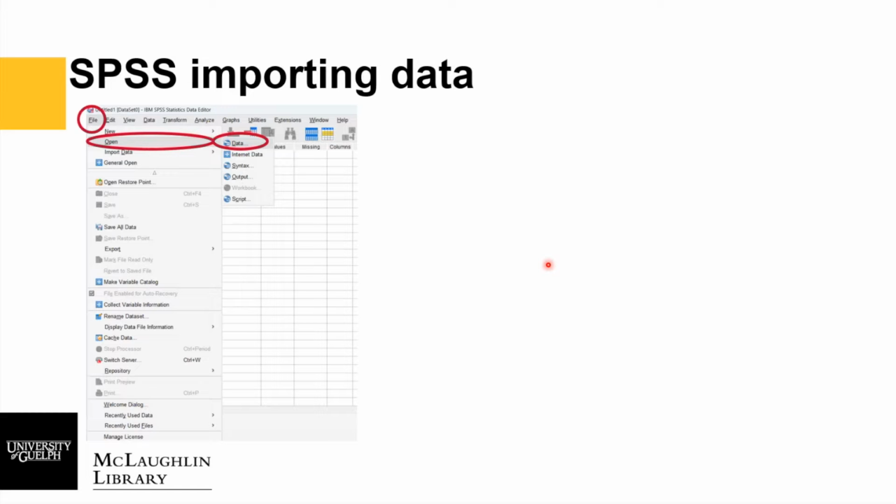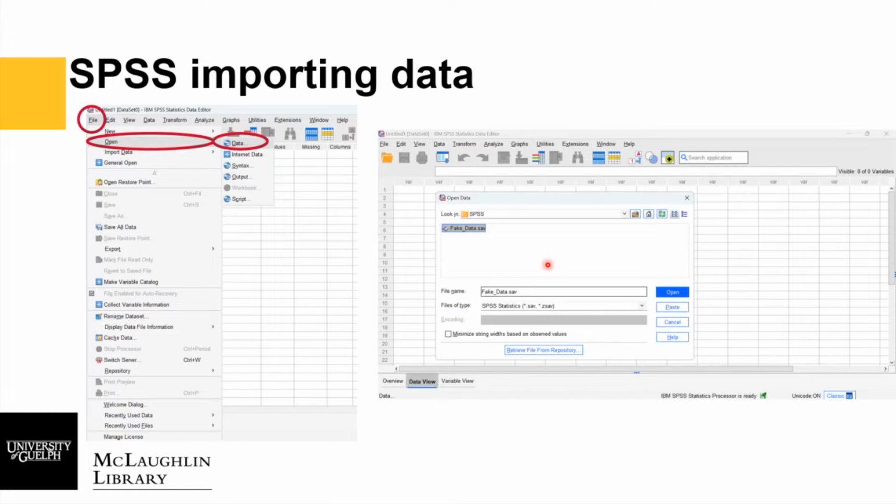If you click File, Open, Data, it will open a dialog box, kind of like the File Explorer on your computer. And you can go through your file folders and find today's file, which is called fake_data.sav. Because it's a .sav file, you should be able to find it pretty easily.